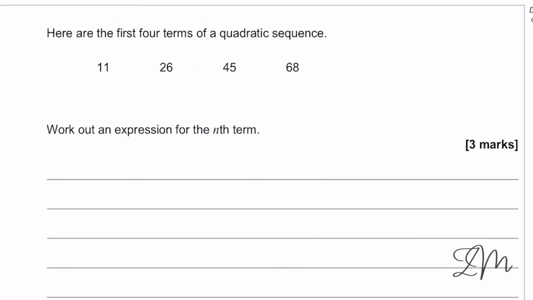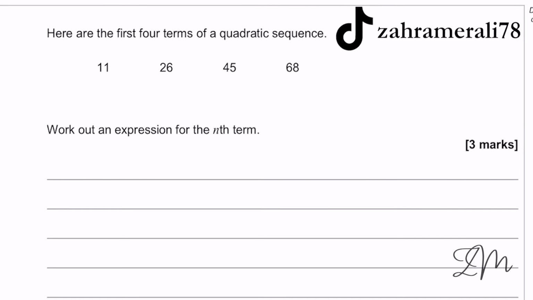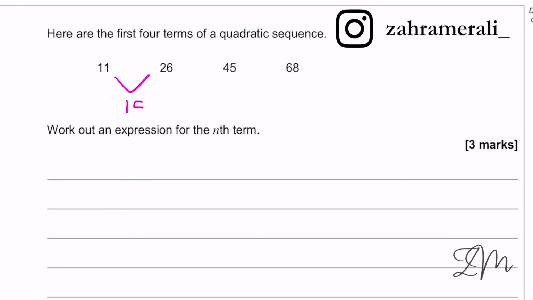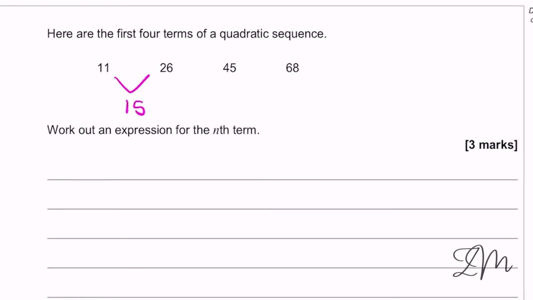Okay, we've got the first 4 terms of a quadratic sequence. So these are quite fun. These are quite easy. You find the first difference. So 26 minus 11, 45 minus 26, and 68 minus 45.